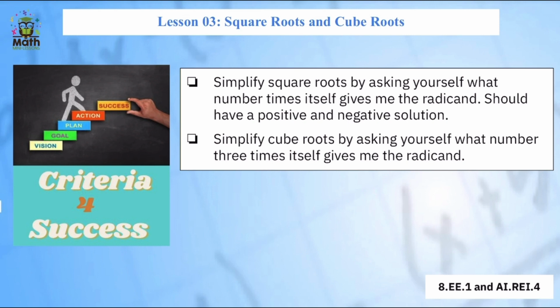Welcome to lesson 3. We're going to look at square roots and cube roots. So here are the two things I'm going to have you look for, and I'm going to use some terminology here. I'm going to try and explain it really quickly. We're going to simplify square roots by asking ourselves what number times itself gives me the radicand. What that basically means is if I want the square root of some number, I'm going to use this one. This is going to be our radical symbol.